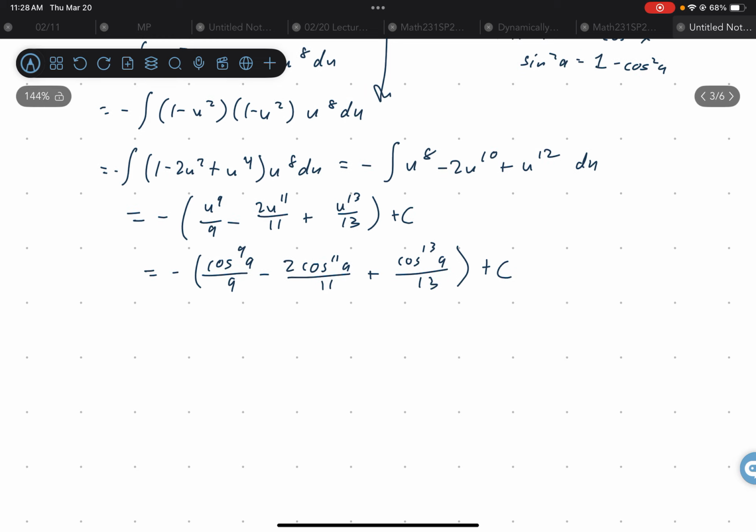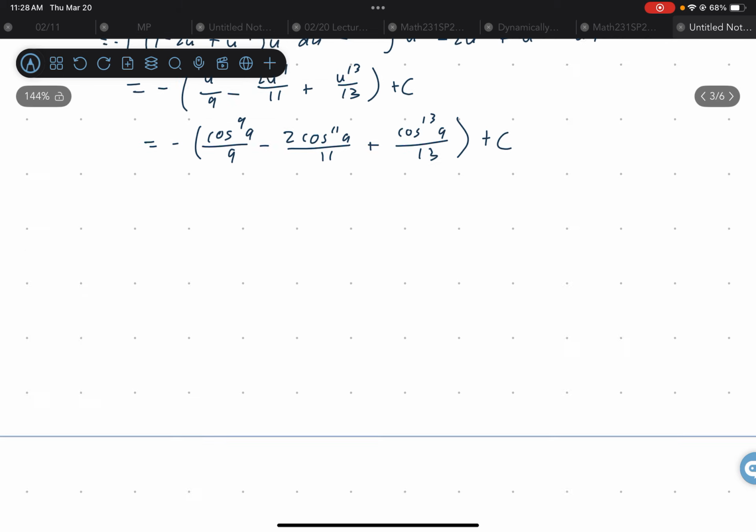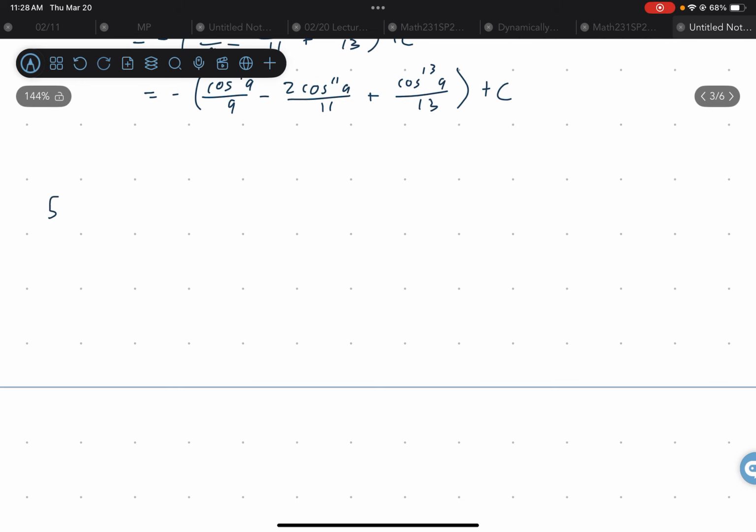Let's try something similar, I guess. Let's do a fifth problem. How should we do this? Let's just have tangent to the 6th of b times cosine to the 7 of b times db.